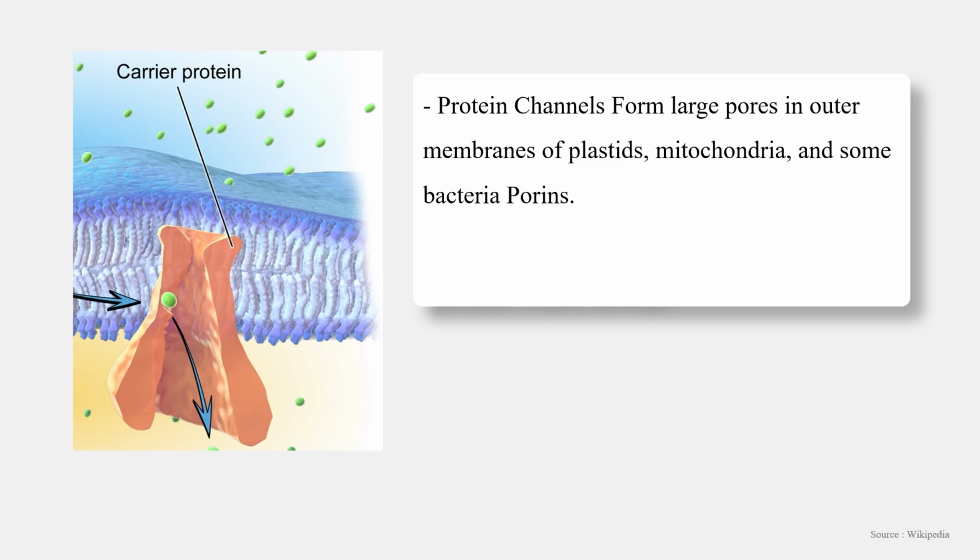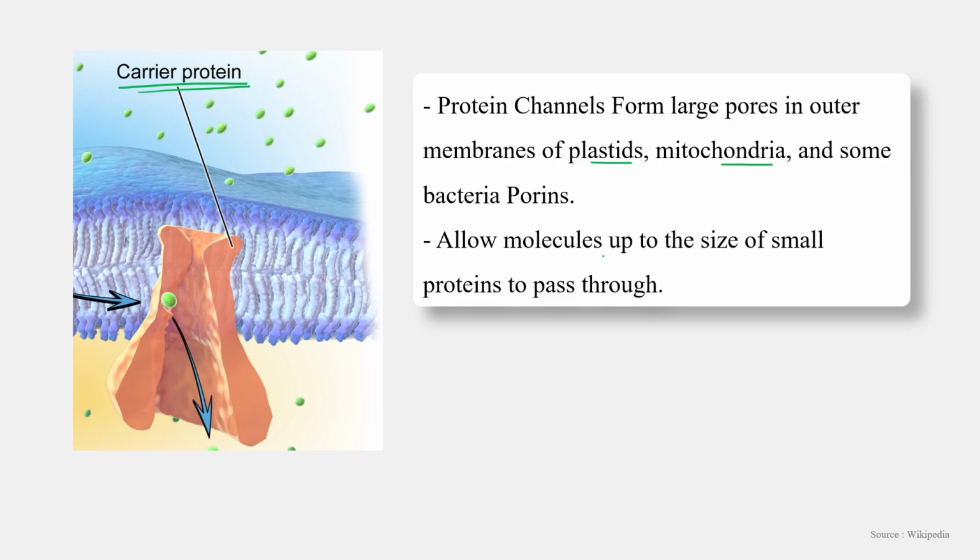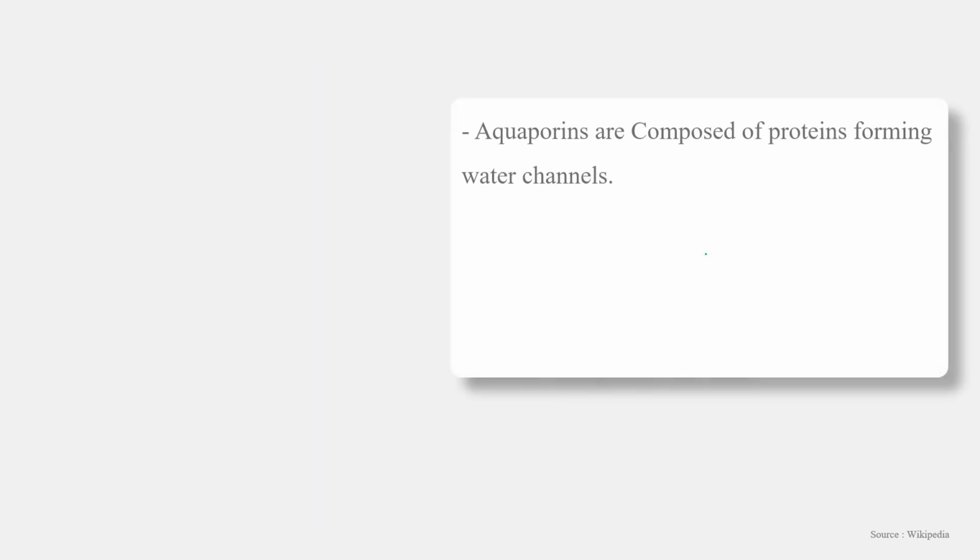These protein channels, also known as carrier proteins, form large pores in the outer membrane of plastids, the outer membrane of mitochondria, and in some bacteria as porins. They allow molecules up to the size of a small protein to pass through.